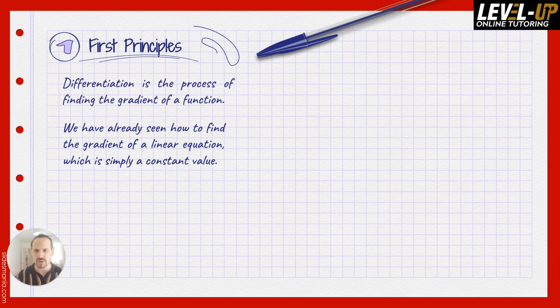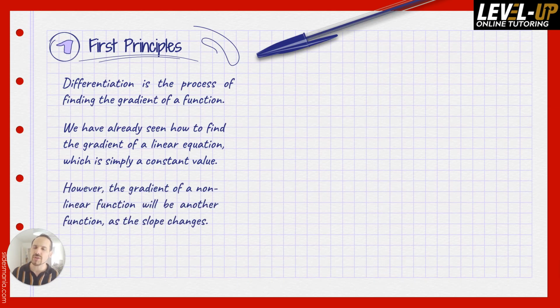So we've seen that with a linear equation, the gradient is always going to be constant. However, the gradient of a non-linear function, like a quadratic or a cubic equation or something else, will be another function, because the gradient is constantly changing since it's a curve. It might be going up and then down and then up again, and so on and so forth. So it's going to be another function, and we want to find out what that function is. Then, given any x value, we can find the gradient at that point.